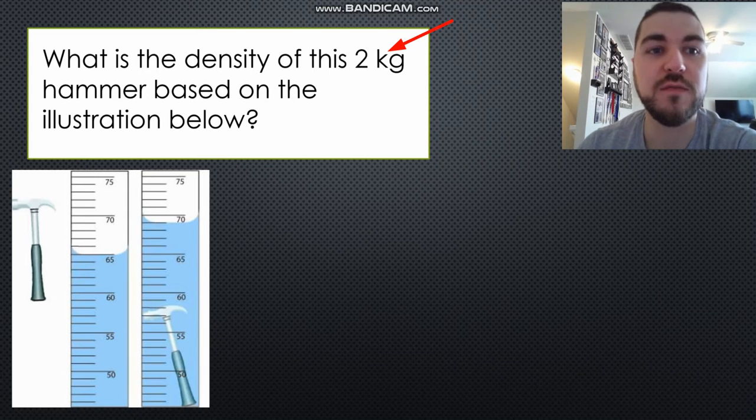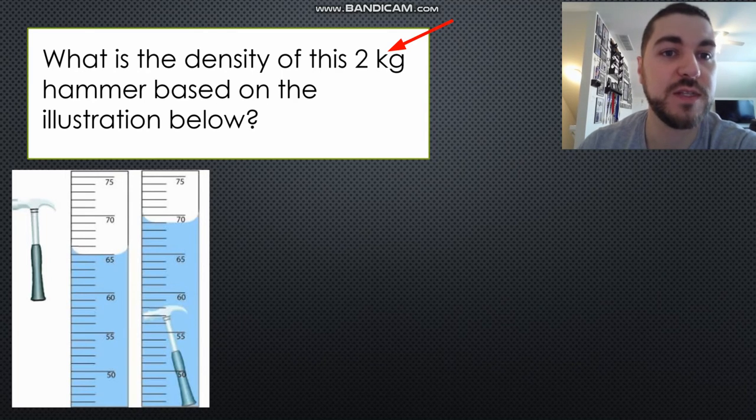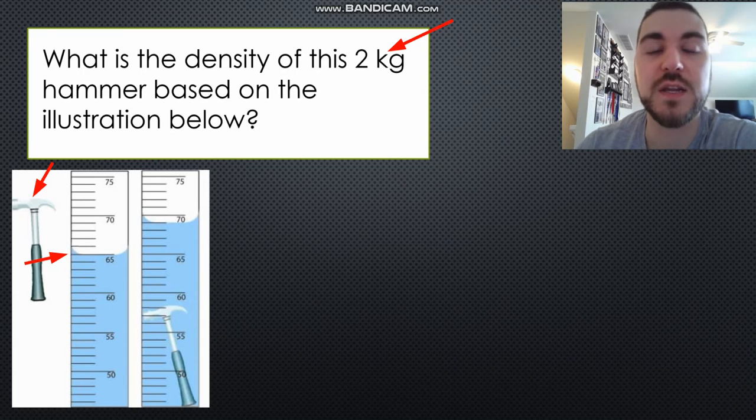So they've already given us the mass for this problem, so we don't have to weigh the hammer or do any calculations for that. And they've given us an illustration that has a graduated cylinder, and it's showing in the first diagram that the hammer is not in the graduated cylinder yet. And before the hammer was placed in this graduated cylinder, we can use the meniscus to read the volume. Now the meniscus is going to be the curve in the bottom of the water.